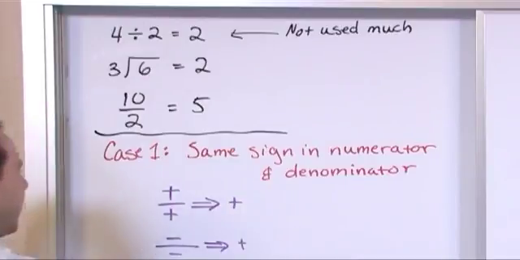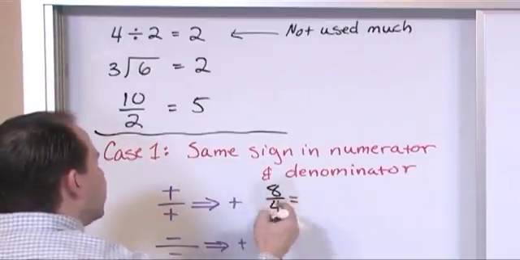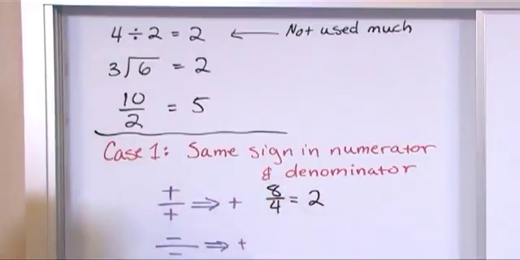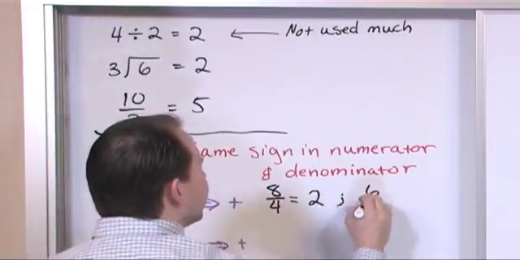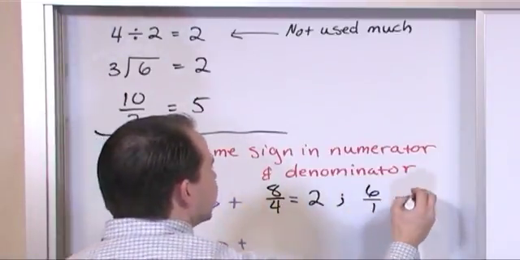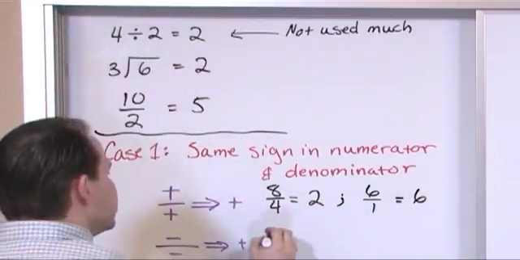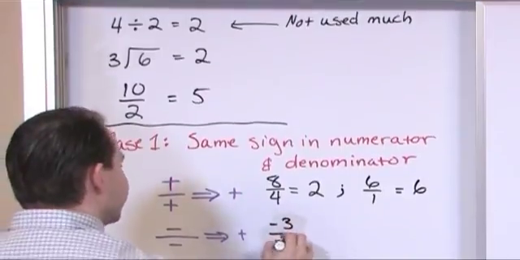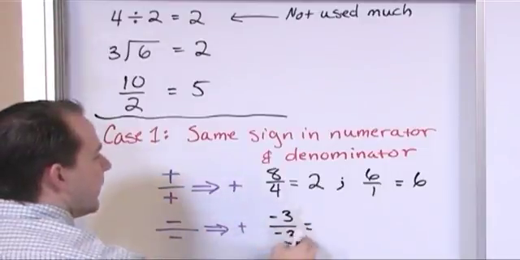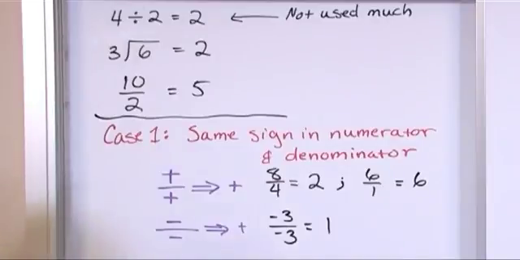So to give you a couple of concrete examples, let's say we had 8 divided by 4. Well, you know that 8 divided by 4 is 2. It's positive divided by positive, same sign, so we're going to get a positive answer. Another example, 6 divided by 1. The same signs are here, so we're going to get a positive 6. Now in this case, let's say we had negative 3 divided by negative 3. We have negative divided by negative, same signs. 3 divided by 3 is 1, and since we have the same sign here, we're going to have a positive answer.